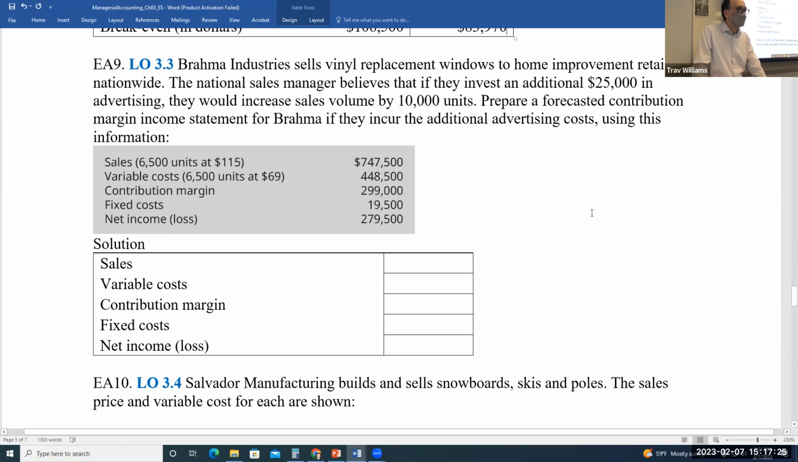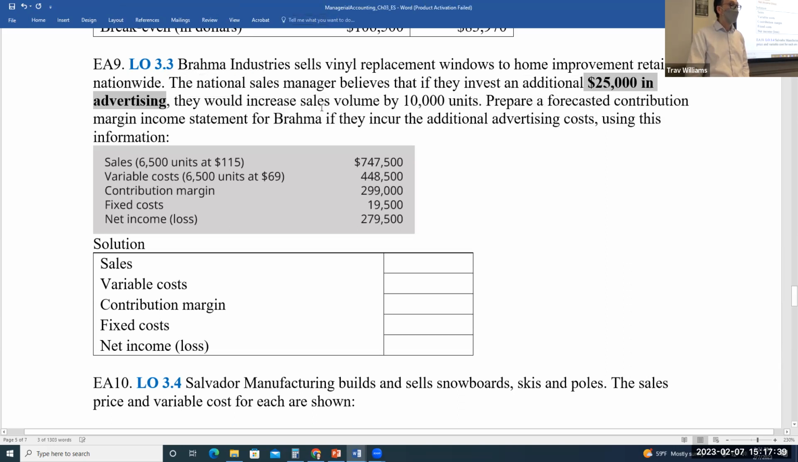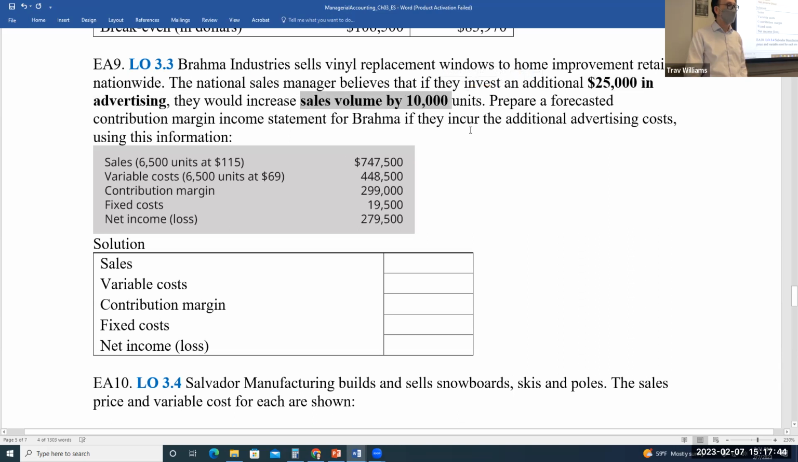Number 9 here, final replacement windows. Let's see, they think that if they invest $25,000 in advertising, they'll increase sales volume by 10,000 units. Okay, so let's look at what that will look like. This is the original data without the extra advertising. And we have to figure out with the extra advertising, how is that going to change things?